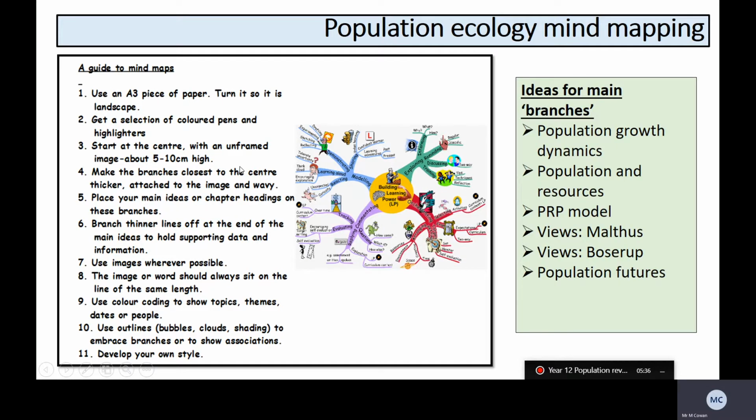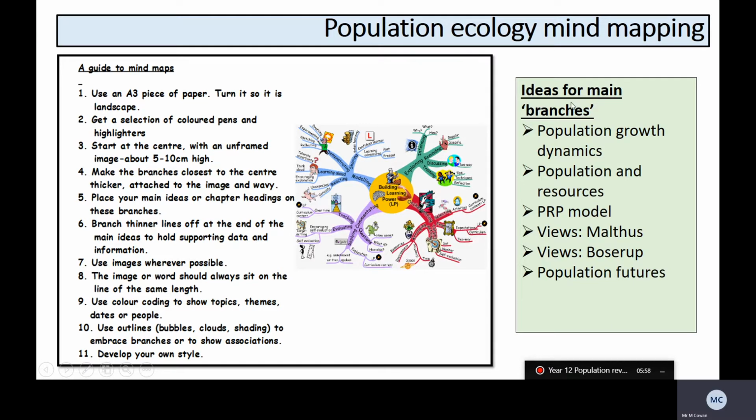And you make the branches closer to the centre thicker, as demonstrated on here, like the branches on a tree, and then they narrow out and become smaller as you go into the finer detail. So you branch these thinner lines off to hold supporting data and information. Use images wherever possible, and the colour coding is also helpful in terms of developing these ideas.